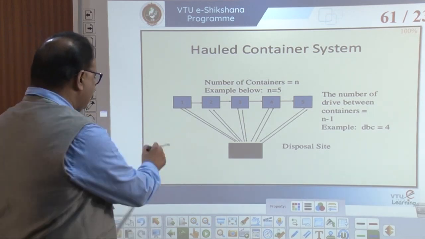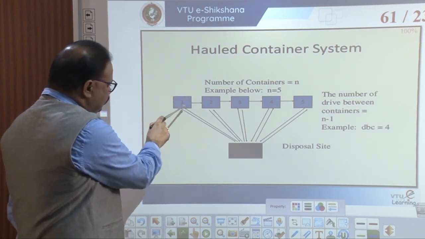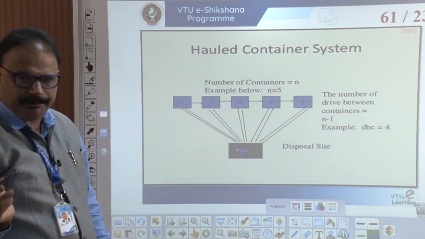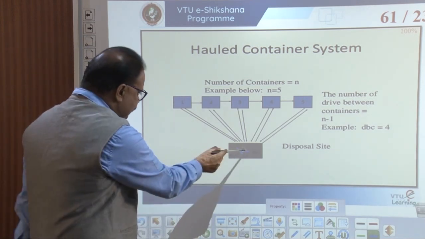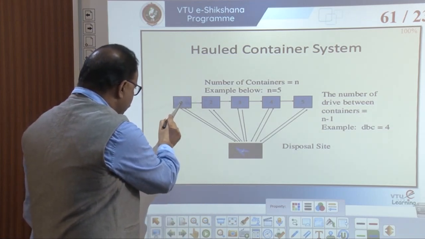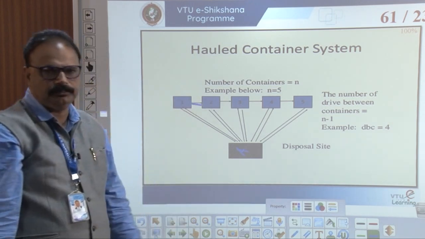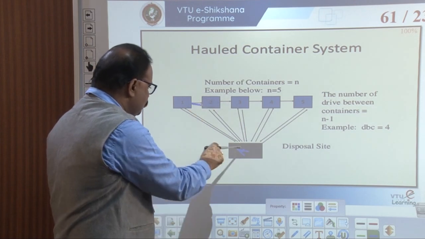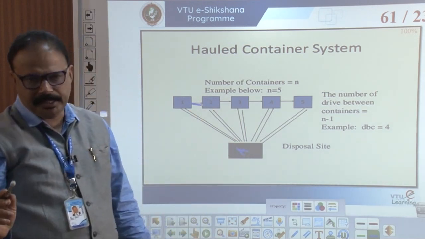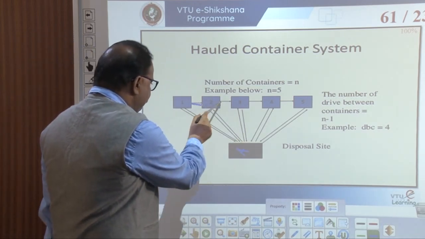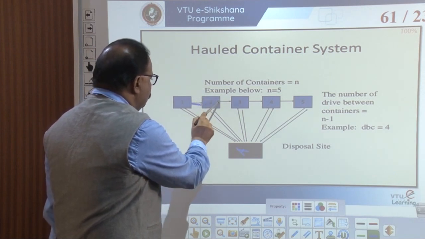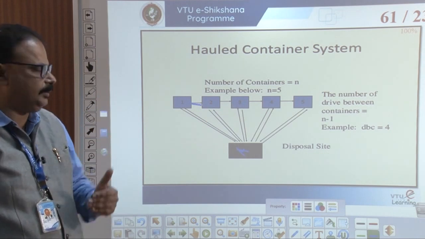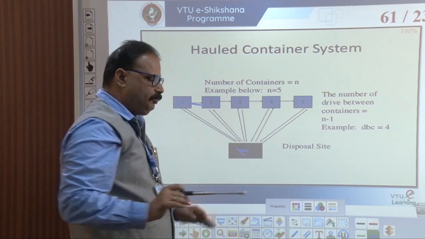In the morning, the truck will come to a city, say XYZ. Here is a container filled with waste. The container is taken to the dump yard, the waste is emptied, and the empty container is returned and kept in the same place. Then the truck goes to the second place, fills up, takes the container to the dump yard, empties it, and returns it to the same place. Then it goes to the third area.